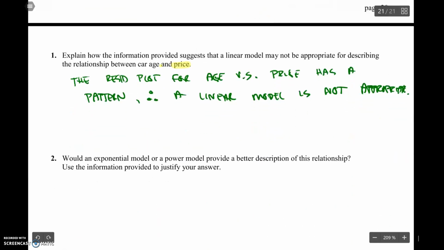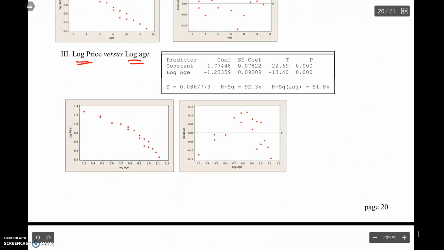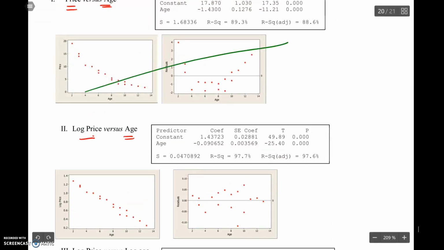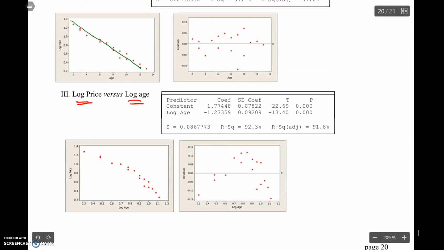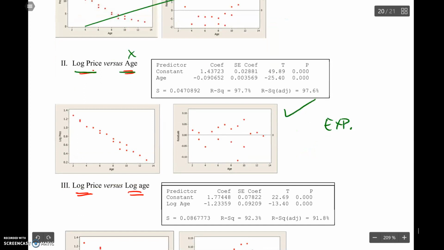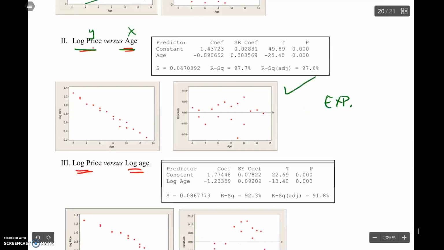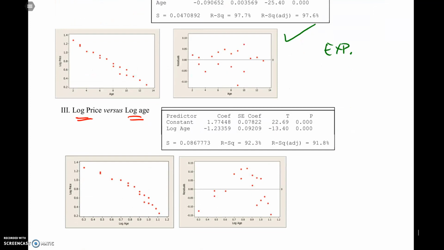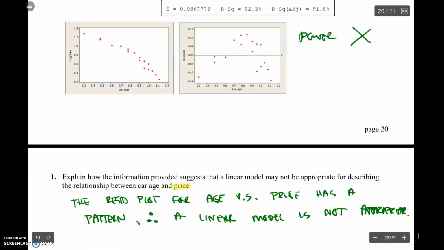Question 2. Would an exponential model or a power model provide a better description? Use the information provided to justify your answer. So this one is obviously out. This looks pretty straight and this looks pretty randomly scattered, so I'm liking this one. This is log price versus age. That's an exponential model. Age is your x, log price is your y. This other one is closer to straight than the original data set, but there's still some curvature there, and I still see a pattern. This would be the power model, and it is a no-go. So the exponential model would be our go-to model.